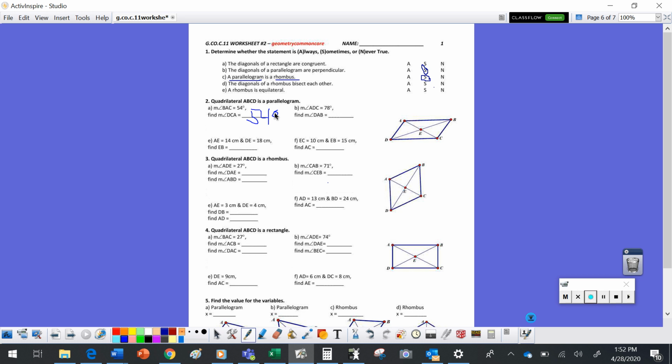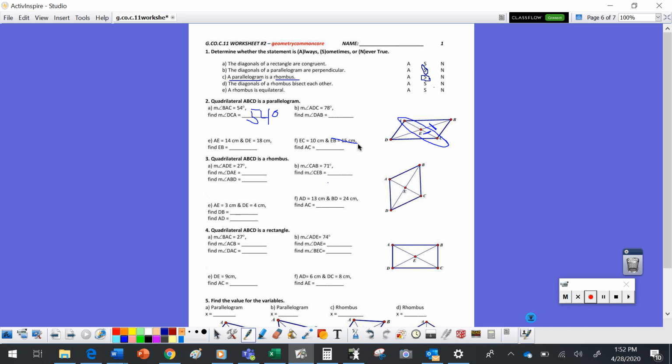Okay? Let's come down here to part F. Now it's still a parallelogram. In part F, we say that EC, that's this section, is 10 centimeters, and EB is 15 centimeters. They want us to find the length of segment AC. That's this whole piece here. Well, EB being 15 centimeters is kind of extra information. It doesn't really help me right here.